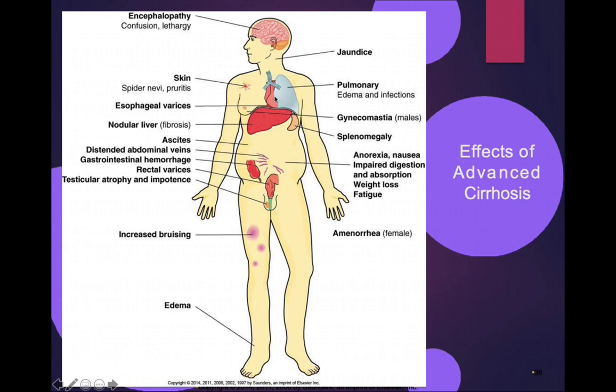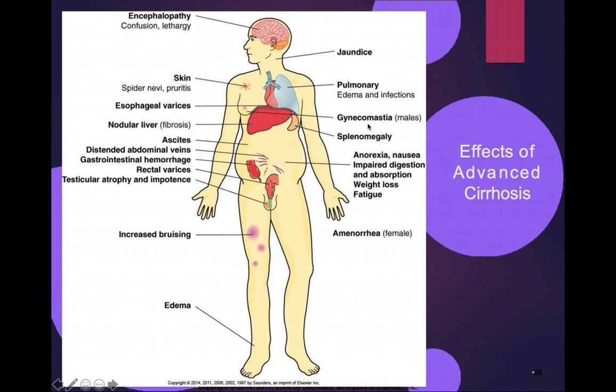So here, let's say the skin can get affected. You get that pruritus. You can get the spider nevi. They look like spider veins. You can get the esophageal varices. That becomes a problem. You get the ascites. You get the distended abdominal veins that I showed you. You get rectal varices, not just esophageal varices, but you can get rectal varices. The spleen can become enlarged. You can get pulmonary edema, yellowing, jaundice. You can even get swelling around the brain, encephalopathy, confusion.